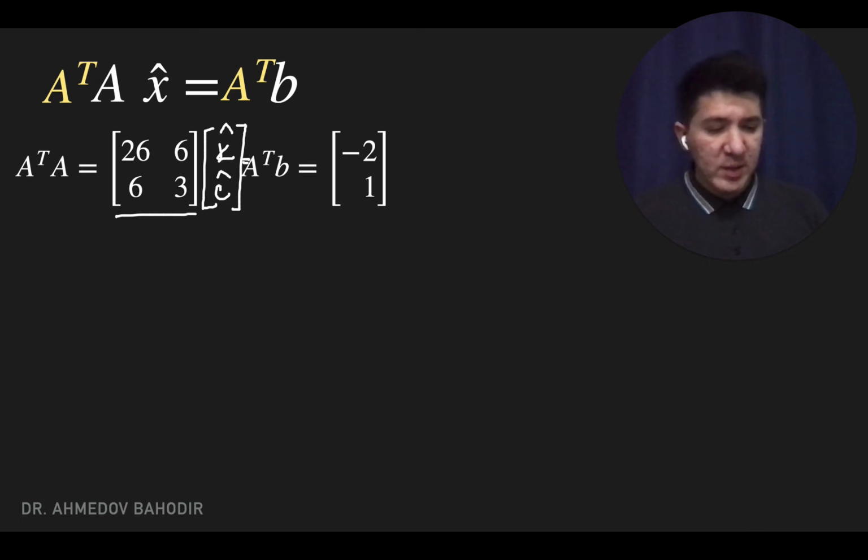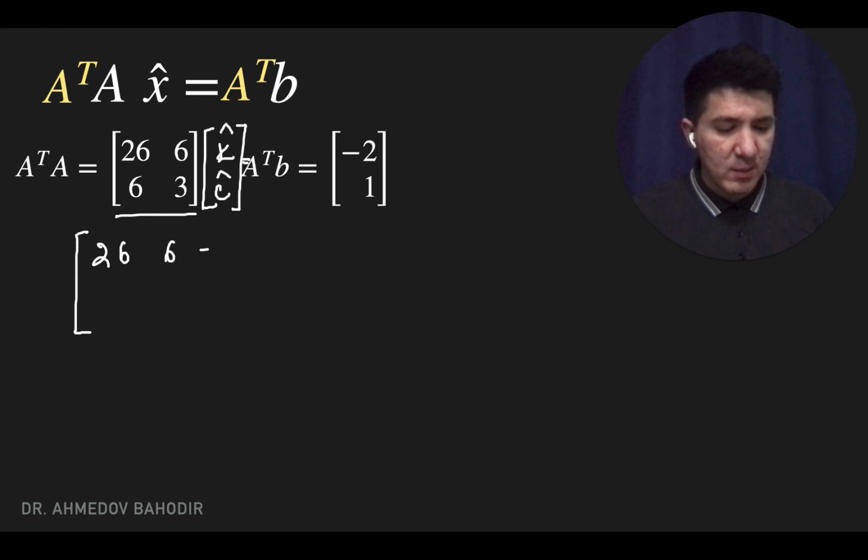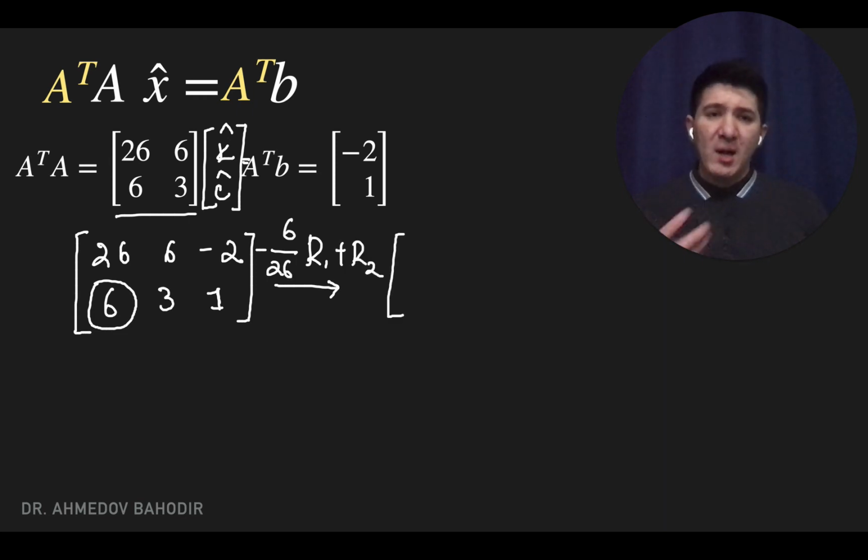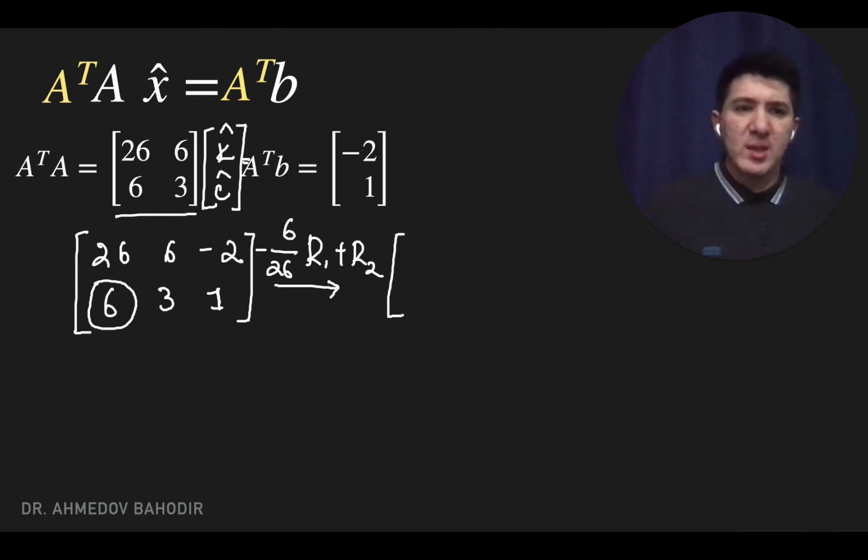So in order to solve this, we need to put this matrix into the augmented matrix. It is going to be 26, 6, minus 2, 6, 3, and 1. We need to, for example, eliminate the 6, and we can do this by multiplying the first row by minus 6 over 26 and adding this to the second row.